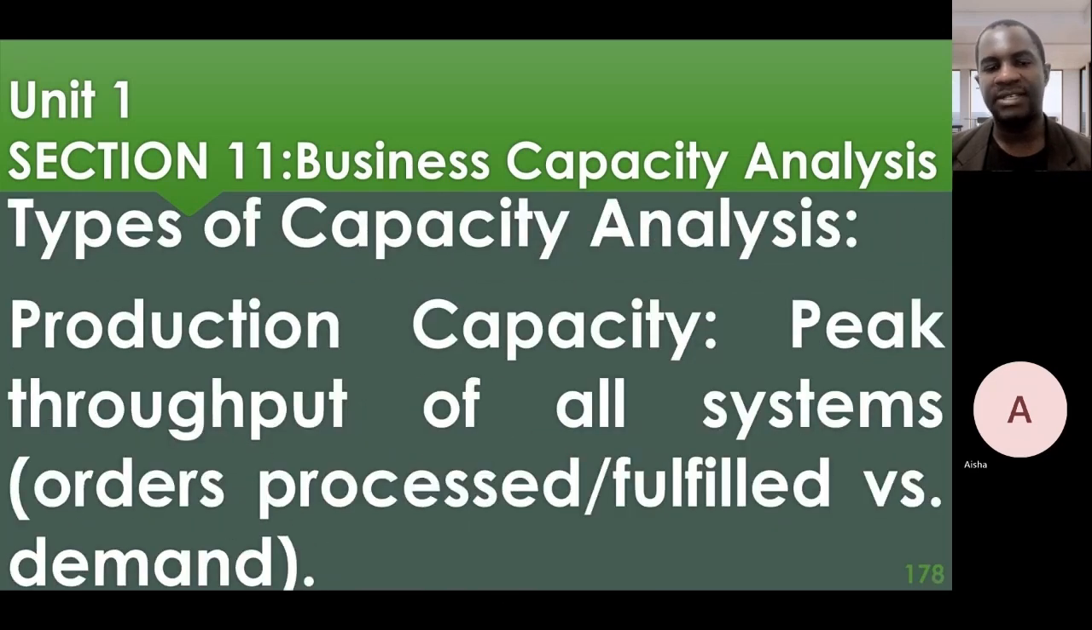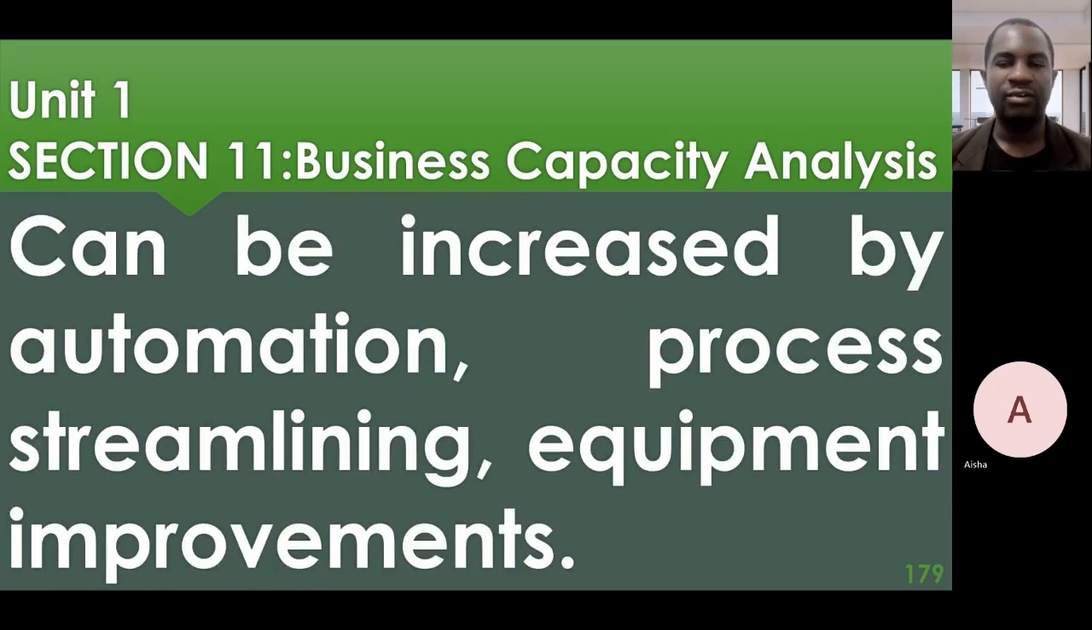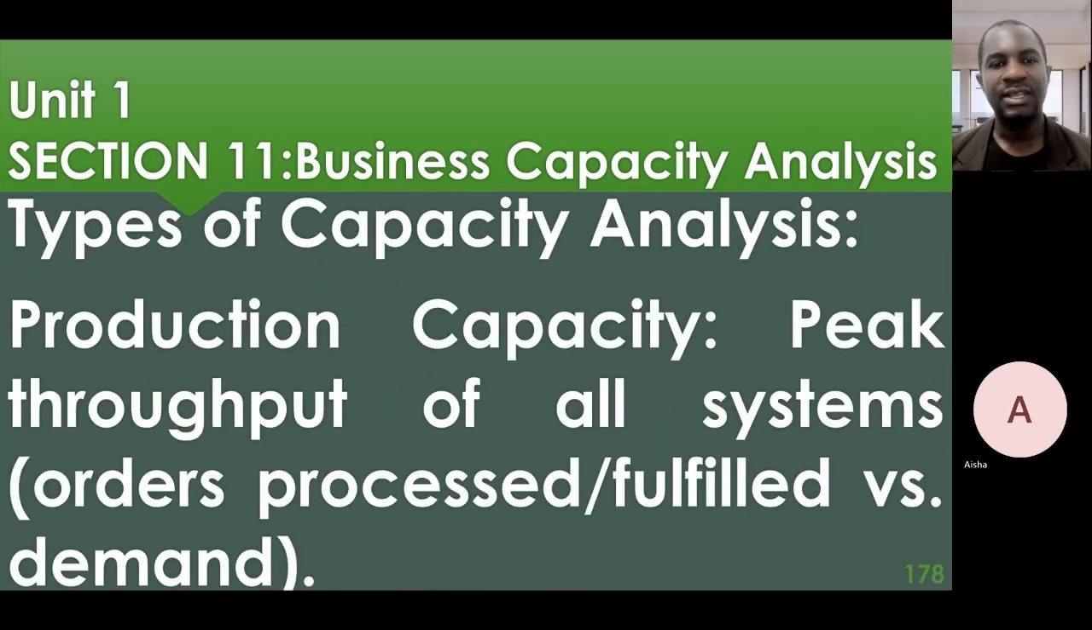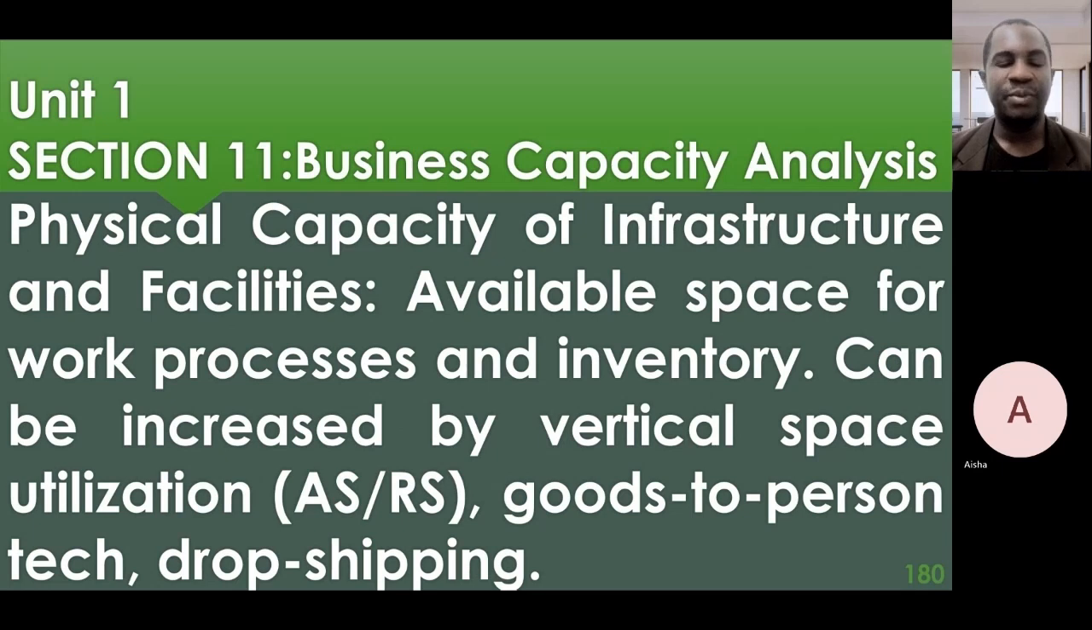So speaking to production capacity, you can increase your capacity by automation, streamlining processes, and equipment improvement, by upgrading to maybe the most recent version of that machine to meet the market's demand. Physical capacity of infrastructure and facility is another type. The available space for work processes and inventory can be increased by vertical space utilization, goods-to-person technology, and drop shipping, which can help you physically enhance your capacity.